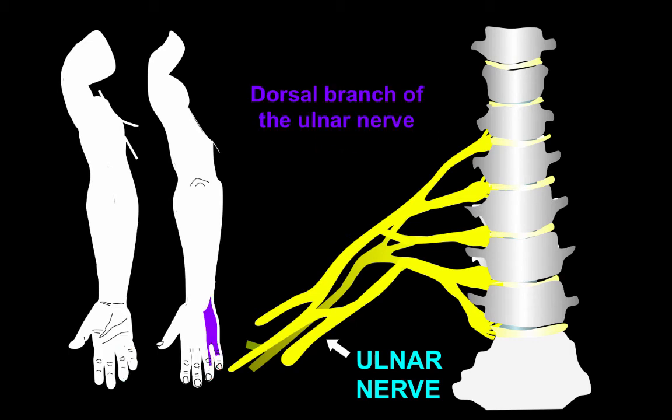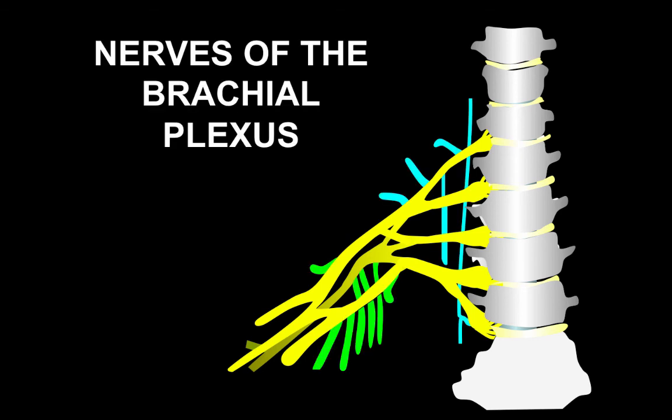The third distal branch, named the dorsal branch of the ulnar nerve, innervates the dorsal area of the ulnar side of the hand, the proximal fifth finger, and the proximal ulnar side of the fourth finger. Please pause and rewind the video to review the drawings of the sensory innervations of the ulnar nerve in the last 3 slides, if necessary. This concludes the nerves of the brachial plexus. Thank you very much.